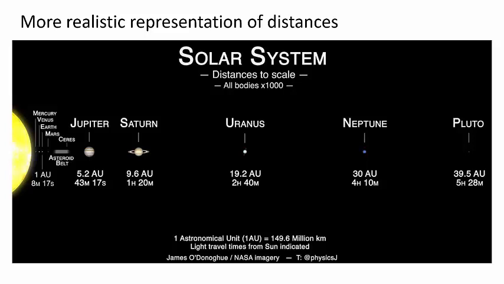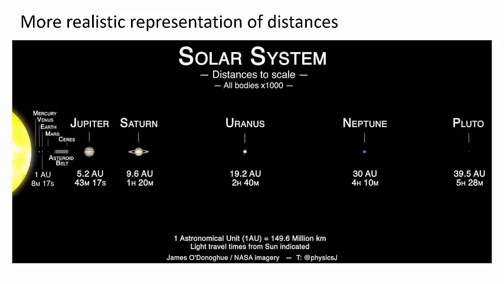If it takes 500 seconds, a little over 8 minutes, for sunlight to travel from the sun to the Earth, it would take about 5,000 seconds for sunlight to travel from the sun to Saturn. Well, that turns out to be an hour and 20 minutes.